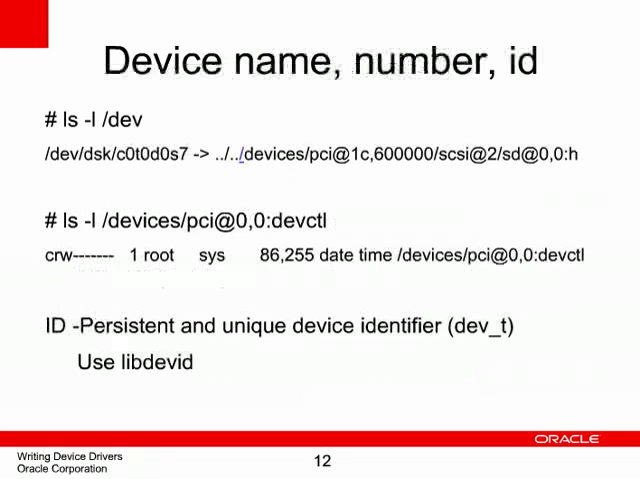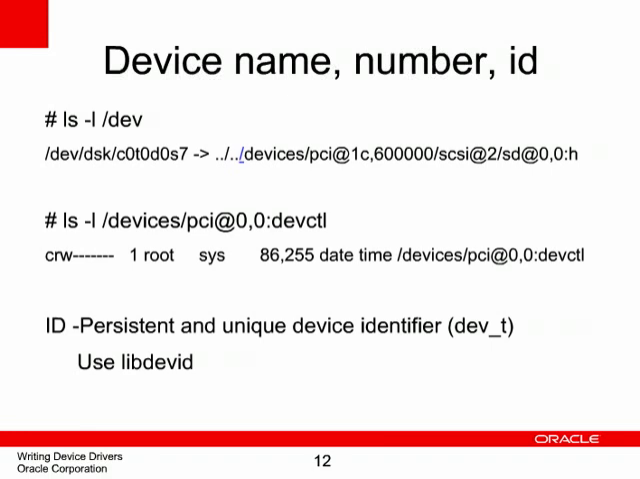Devices have names, and so if you just take a look at /dev, you'll notice a device that looks something like c0t0d0s7. And that's its name. It's a link. That device name is linked to something in /devices, which has a longer name, which includes its device tree path.